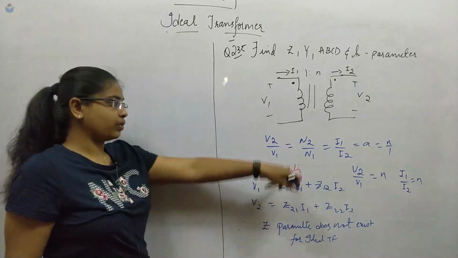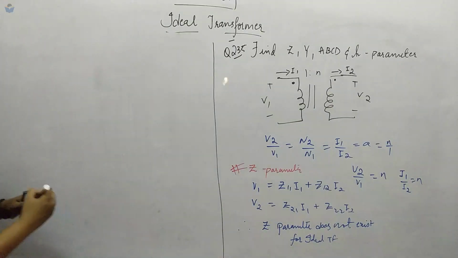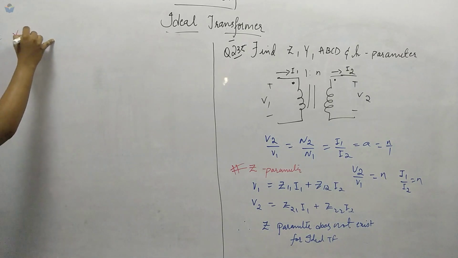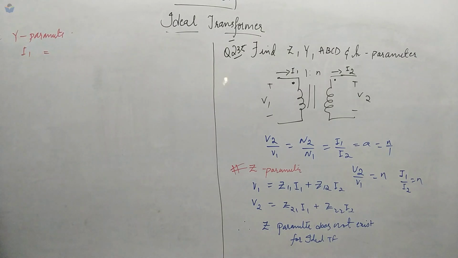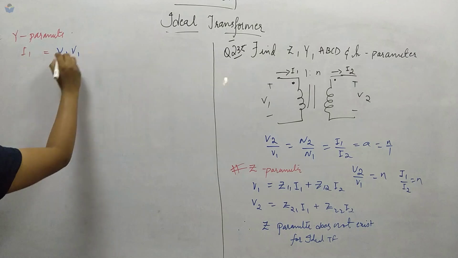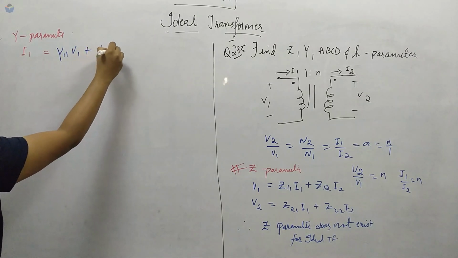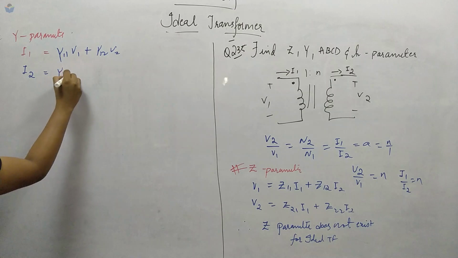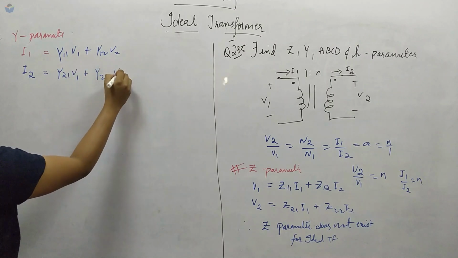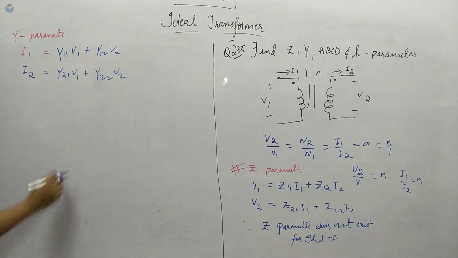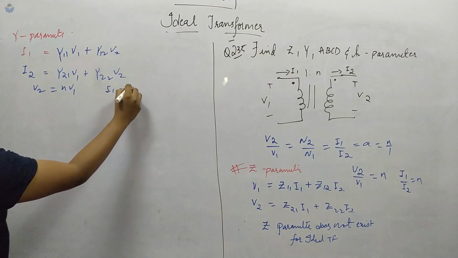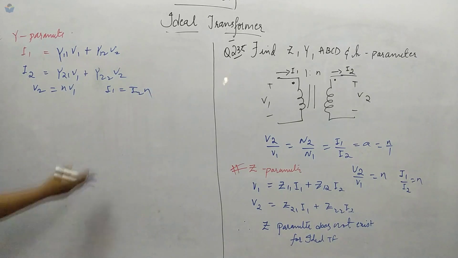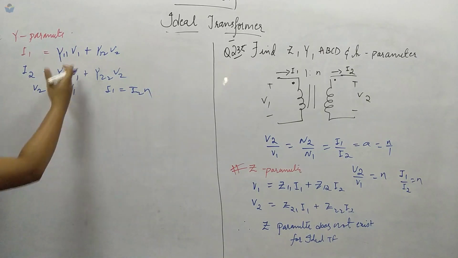Okay, so for an ideal transformer, the Z parameter does not exist. Next, coming to the Y parameter, similarly here also we cannot rearrange, because we have I1 equal to Y11 V1 plus Y12 V2, and I2 is equal to Y21 V1 plus Y22 V2. So here also, V2 will be equal to n times V1 and I1 will be equal to n times I2. So this also you cannot arrange in terms of V1 and V2, right?